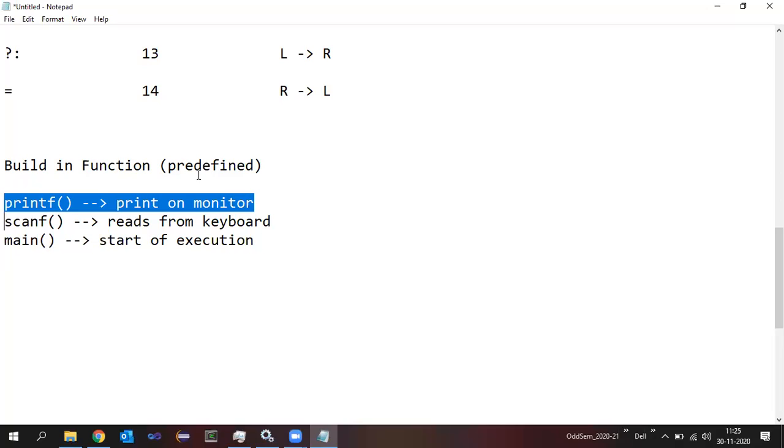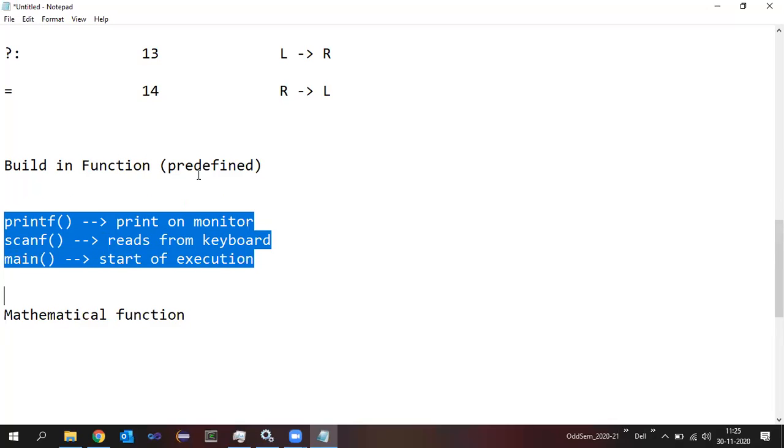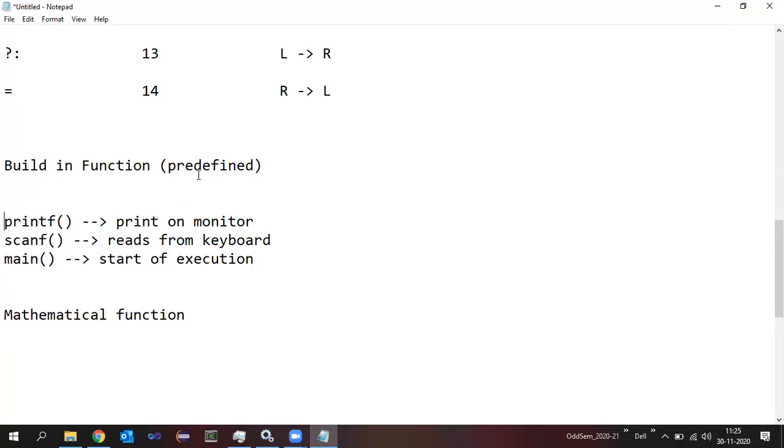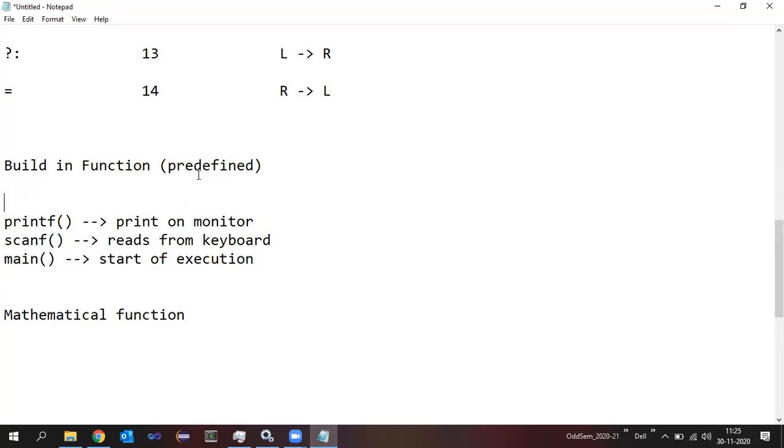So all these are predefined functions. In the same way, there is another set of predefined functions which we usually call mathematical functions. Now, I have told you that these functions, the ones I have highlighted here, are already present in one of the header files. In which particular header file are these functions present?